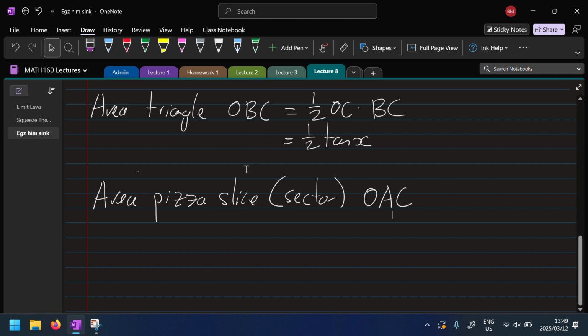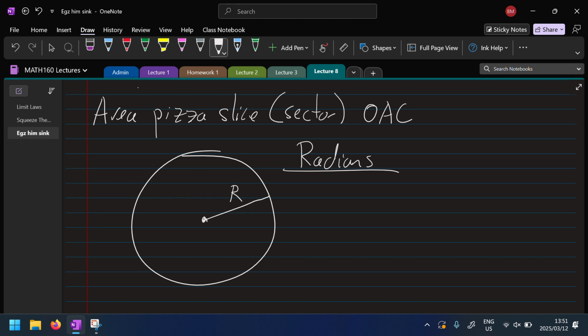Okay, how are we going to find that? Perimeter. 2 pi r, thank you. Okay, so the total perimeter is 2 pi r. Please make sure you know that. If you don't know that, there's going to be problems. Okay, so the total perimeter is 2 pi r.